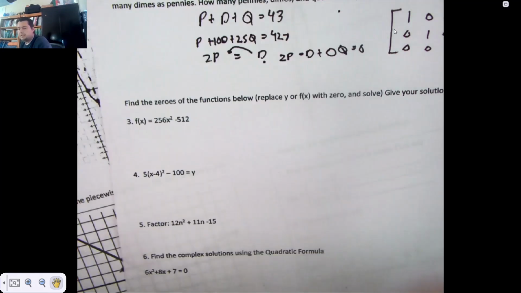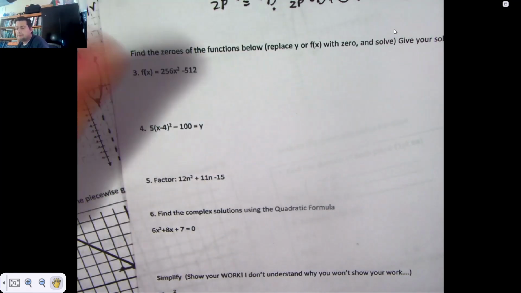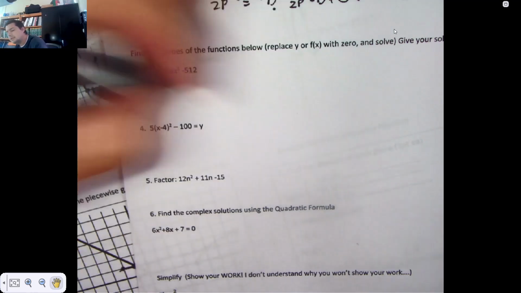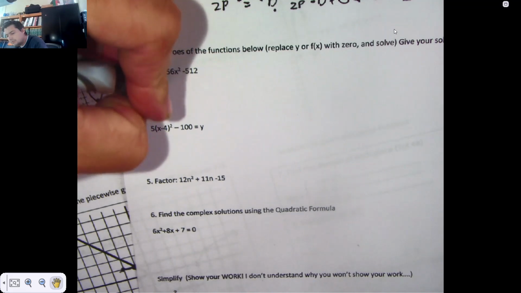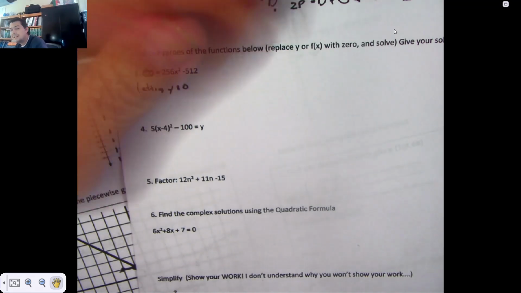Those are probably the 2 hardest problems on the quiz. So we'll get them out of the way in the beginning. 3, find the zeros of the function below. It says replace y or f of x with 0. Give your solutions as ordered pairs. Okay? And what we are doing here is we're literally letting y be 0. That's how you find zeros. You let y be 0. You find x-intercepts.